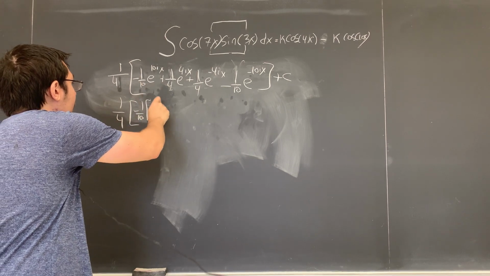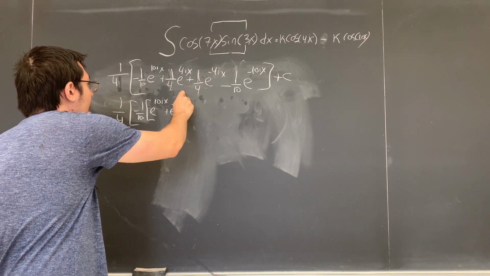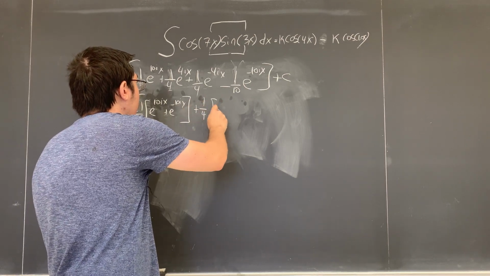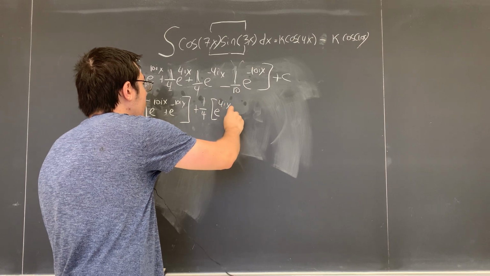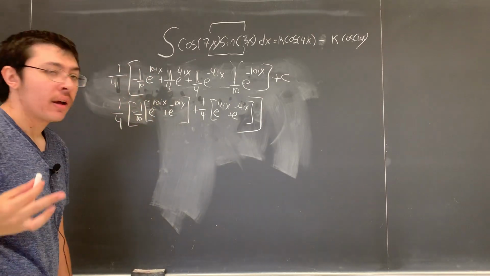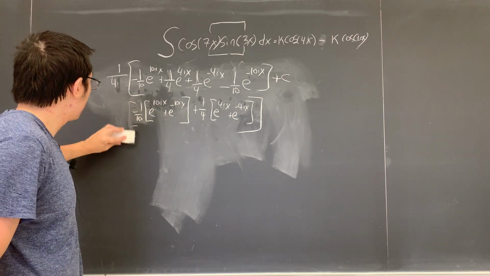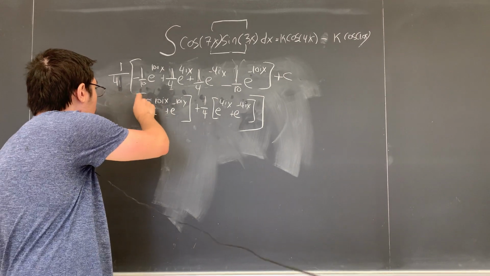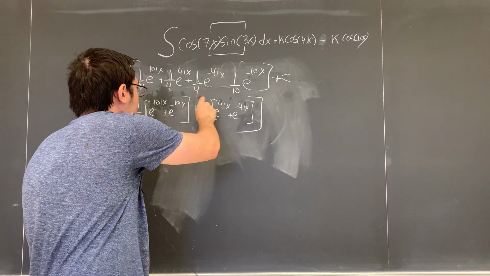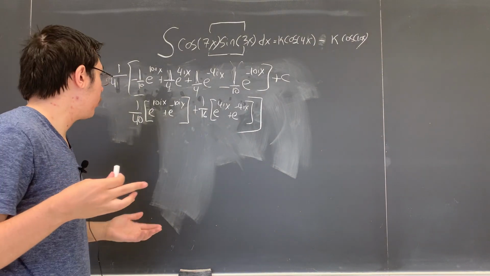And in here I have e to the 10ix plus e to the -10ix. And over here I have plus 1/4 e to the 4ix plus e to the -4ix. Okay, so once again, to make our life easier, I'm going to distribute this 1/4 to all of these. So over here becomes 1/40, and over here becomes 1/16. Okay, great. So now all we have to do is just chug these out.